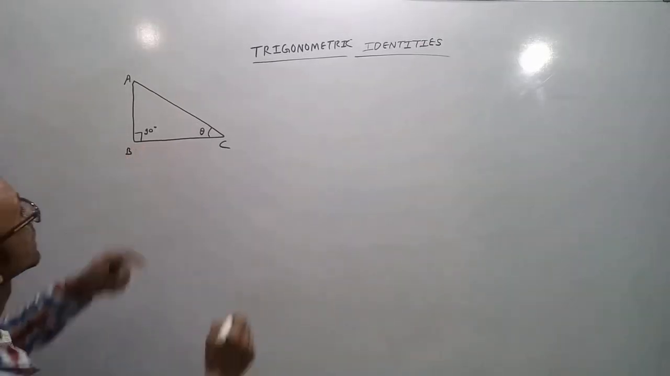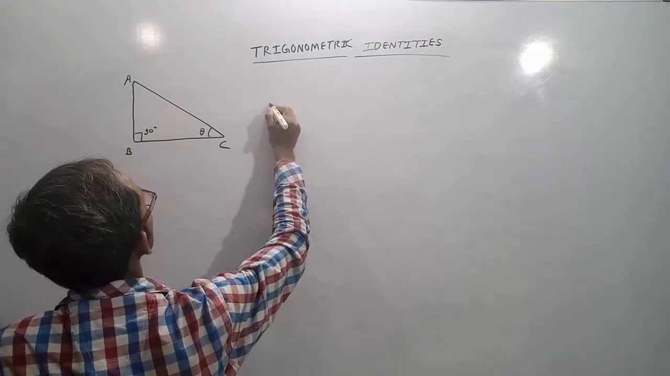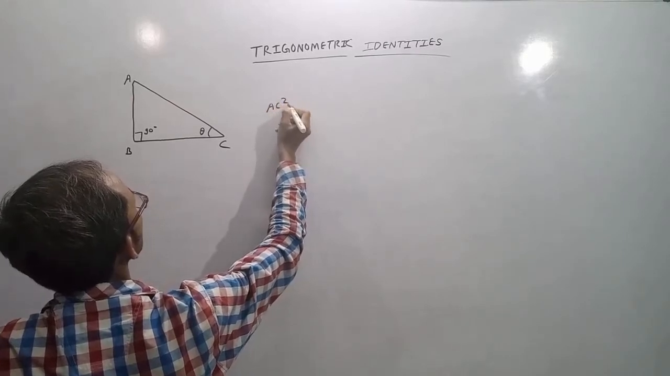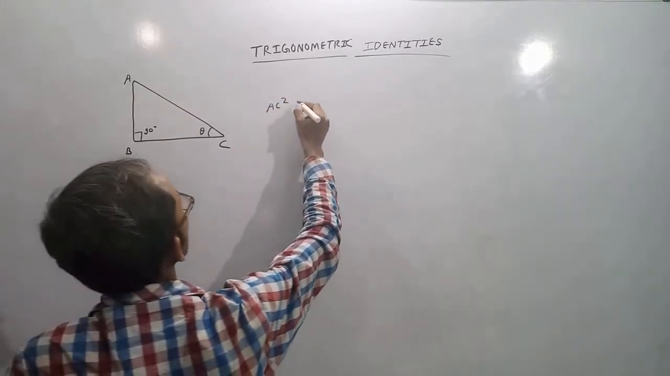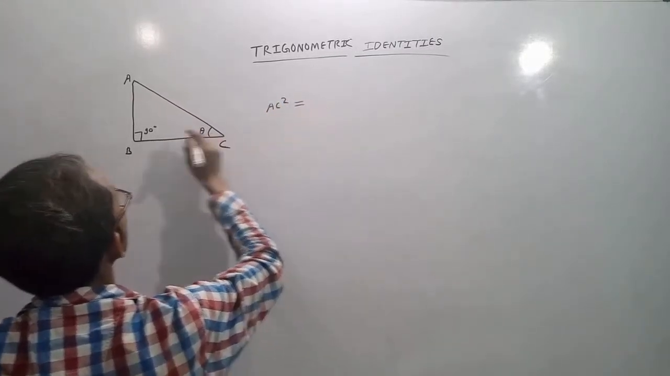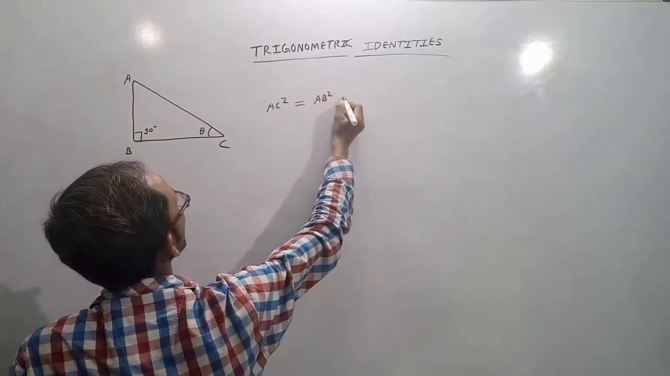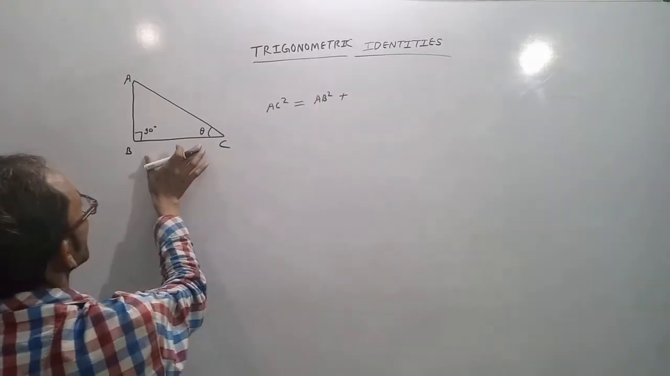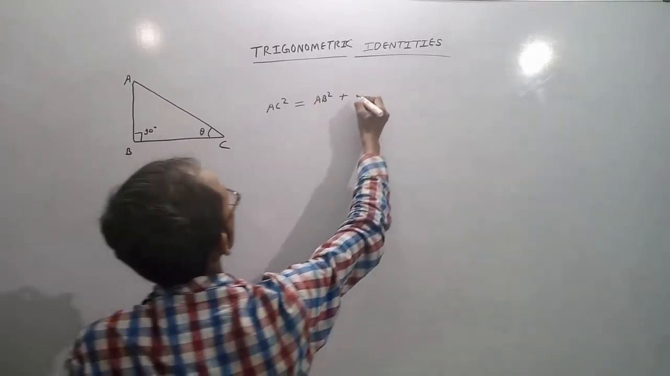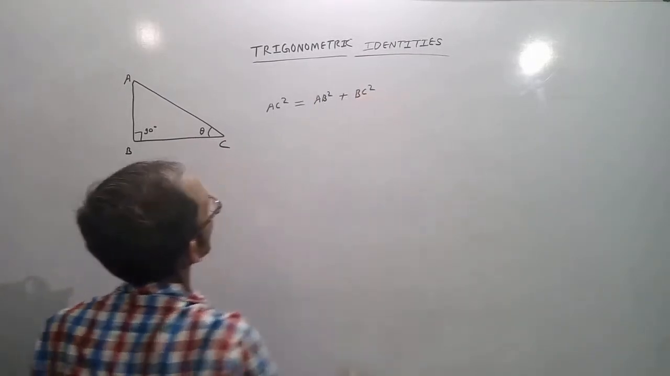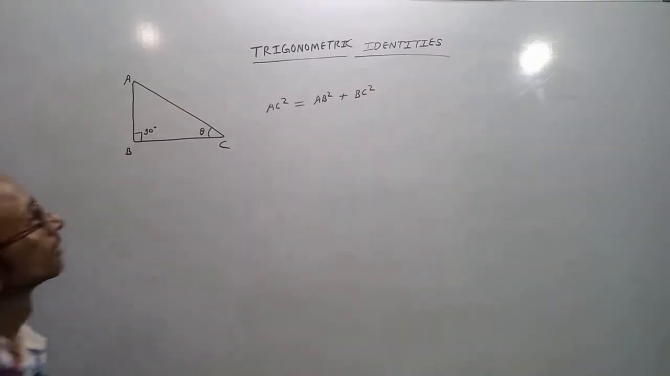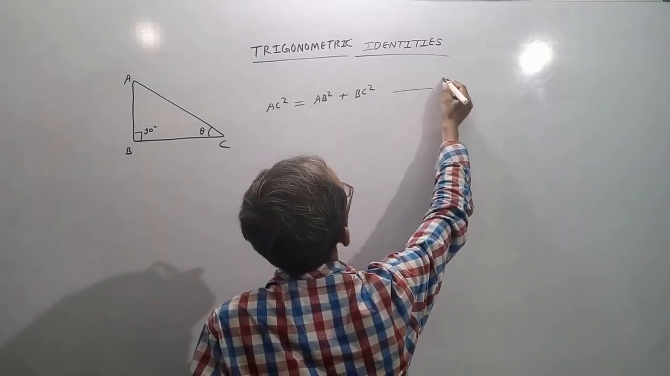Pythagoras theorem tells us hypotenuse square, AC square, is equal to perpendicular square, AB square, plus base square, BC square, right? Suppose this is equation first.